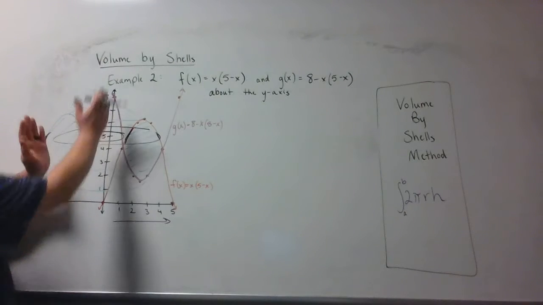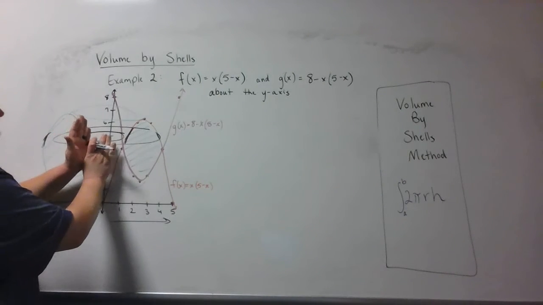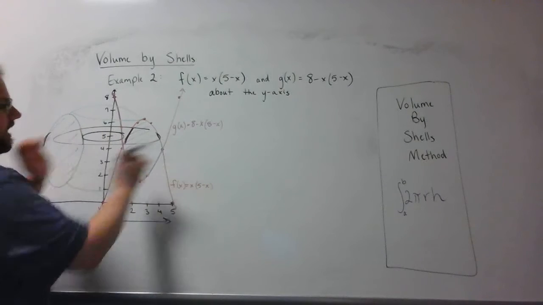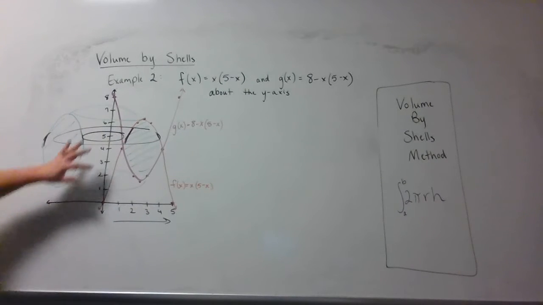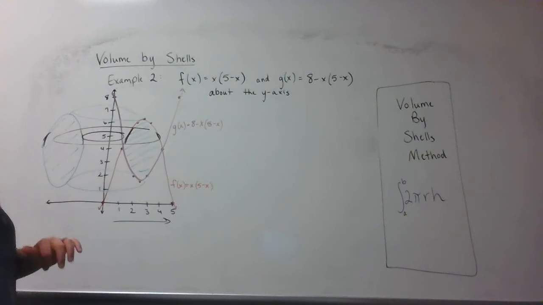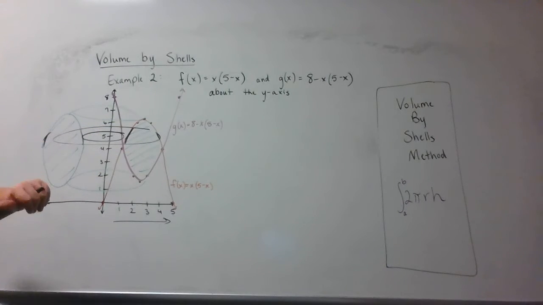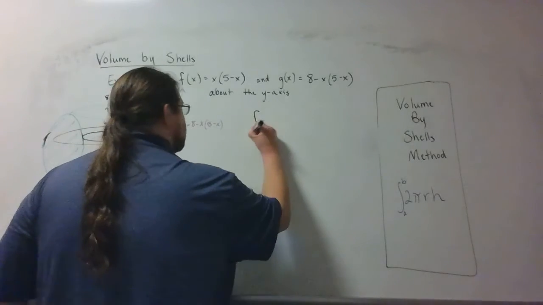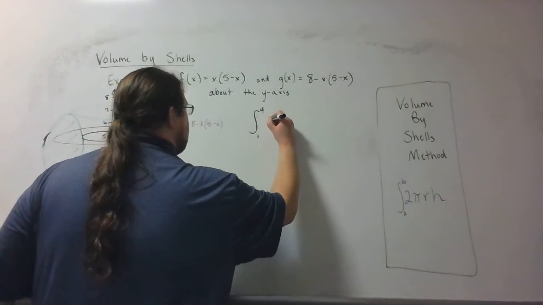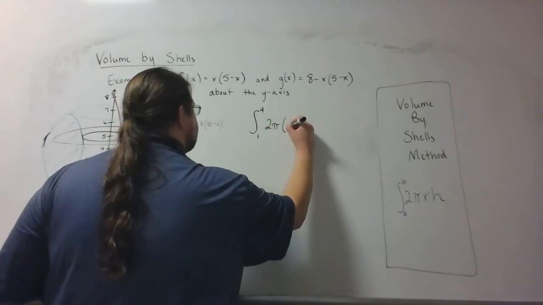Because I'm still looking, here's my axis of revolution. My radius is going to come out this way, so my x's are going to be the radius. I'm going to go from 1 to 4 because that's my intersections. So let me go ahead and write all this down. Again, we're going from 1 to 4. Our 2 pi, our radius again is x.